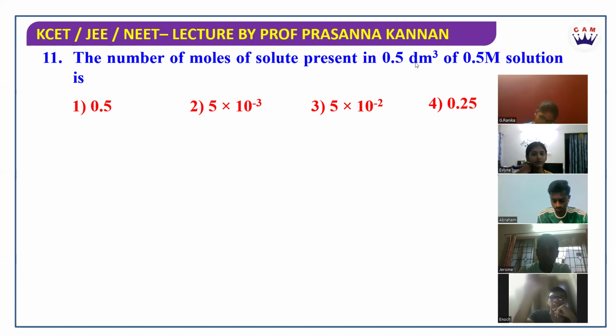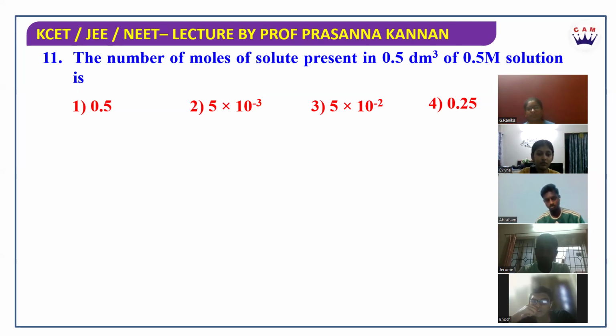1 decimeter cube is what, Jero? Come on, repeat with me 5 times. 1 decimeter cube is equal to 1 liter. Now tell me, Jero. 0.5 decimeter cube is equal to 0.5 liters, sir.